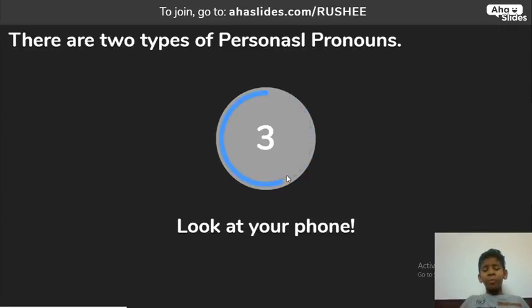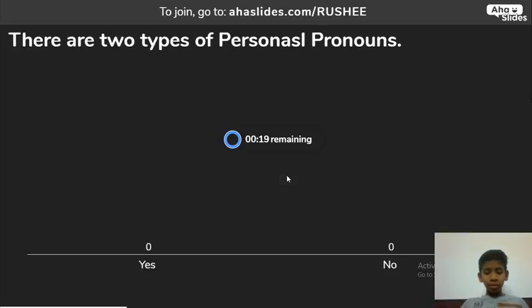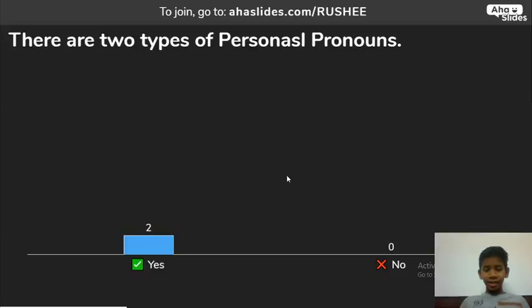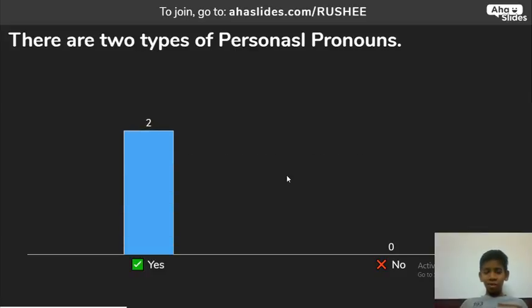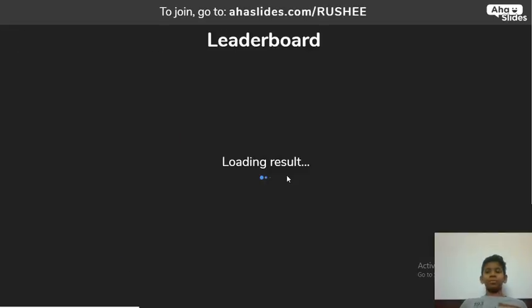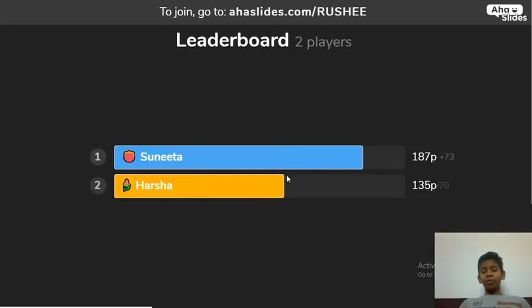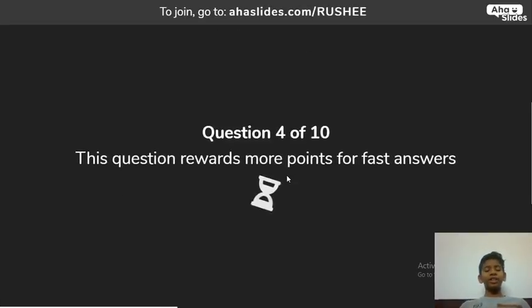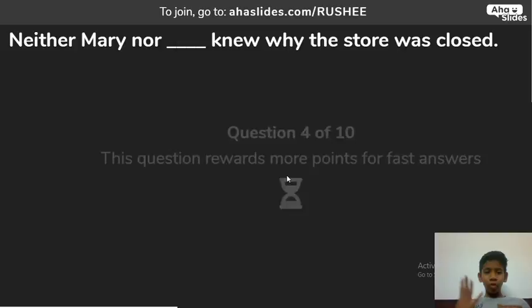There are two types of personal pronouns. Okay, neglect the spelling, guys. True or false? I mean, yes or no. Okay, everyone has answered. Both of them have answered yes, and that is the correct answer. Okay. Sunita in the first place and Harsha in the second place. The next question, guys. Fourth question.